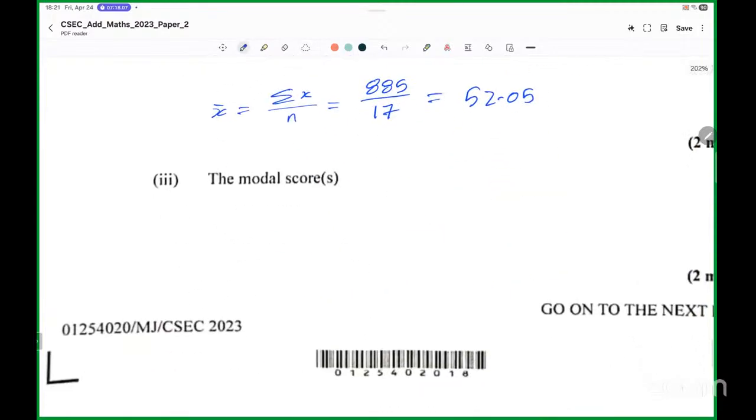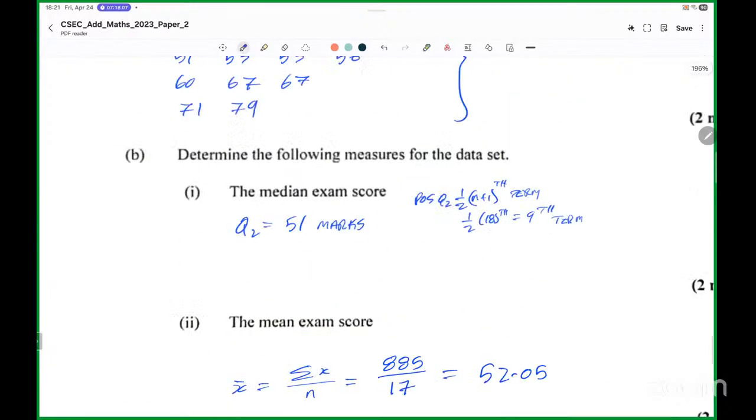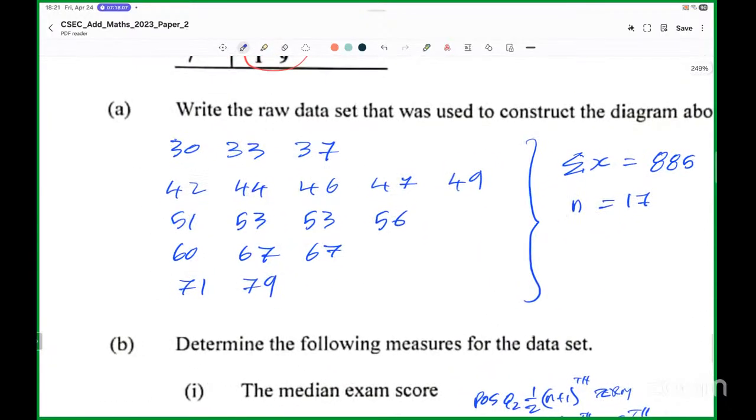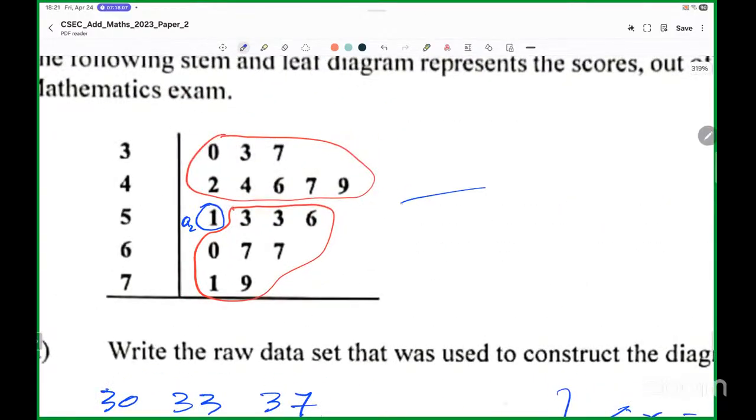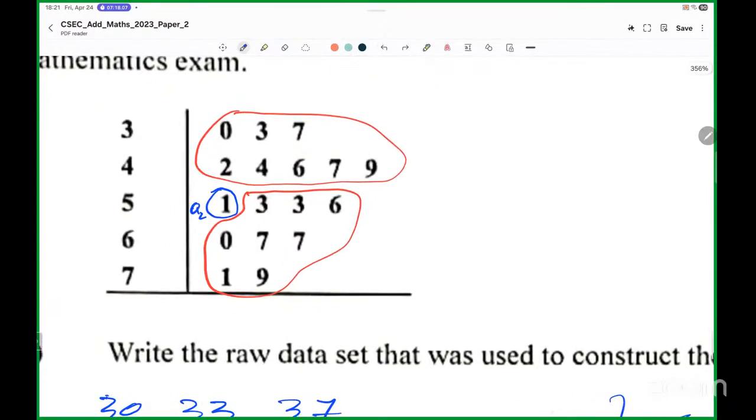All right, next one. The modal score. What is the mode? The mode is the value that occurs most frequently, right? You can see it up here in the table, in the box, in the stem and leaf diagram. It has two modes, or we call it bimodal data.